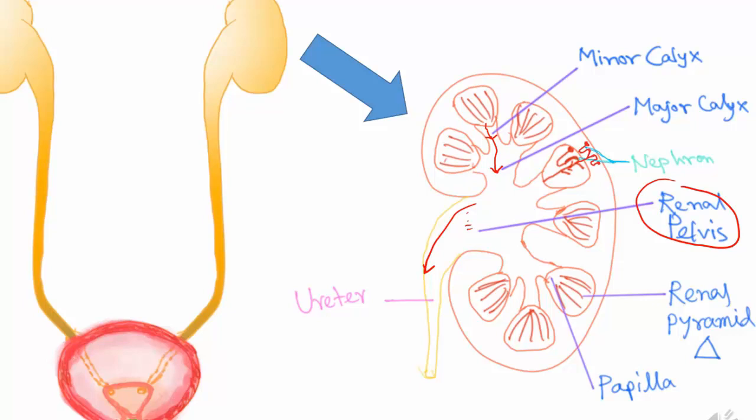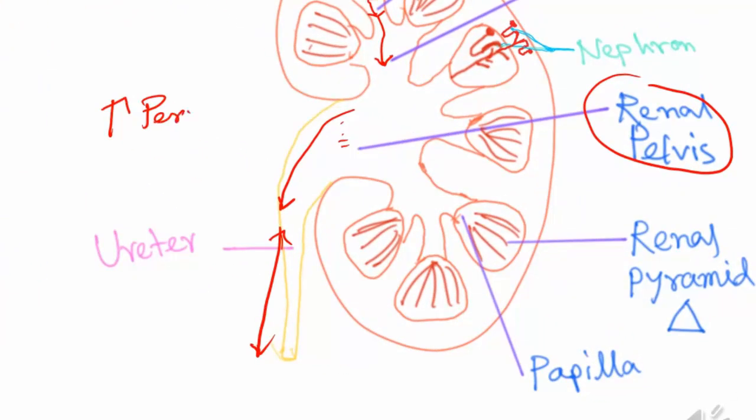Now the ureter has both sympathetic and parasympathetic supply and an internal plexus of nerves along the entire length of the ureter. So peristalsis is increased by parasympathetic activity and decreased by sympathetic activity.